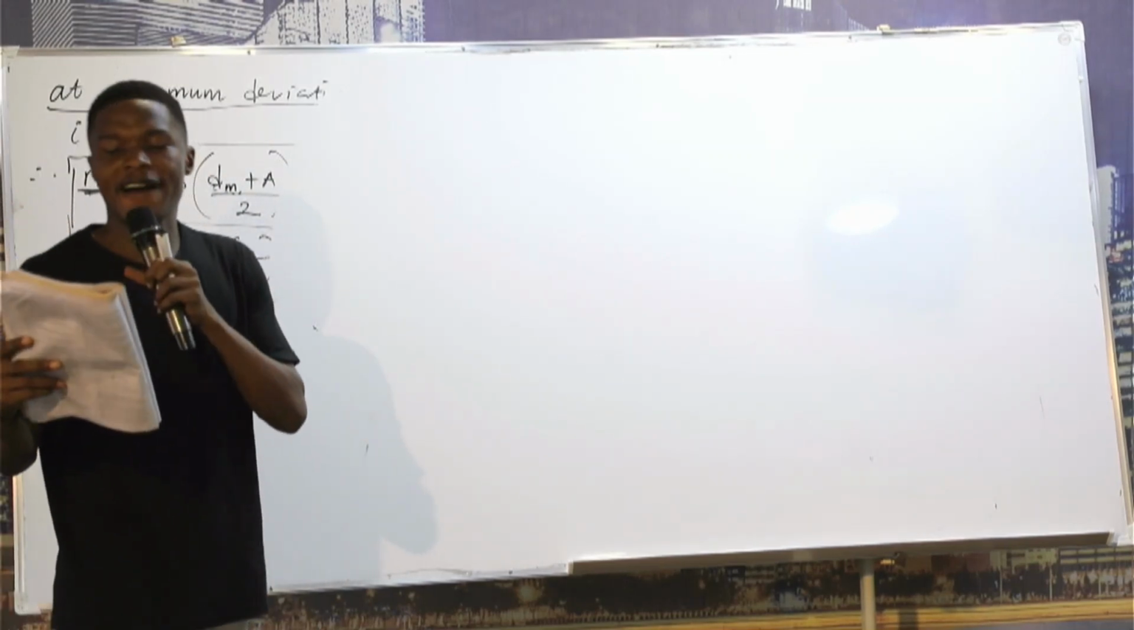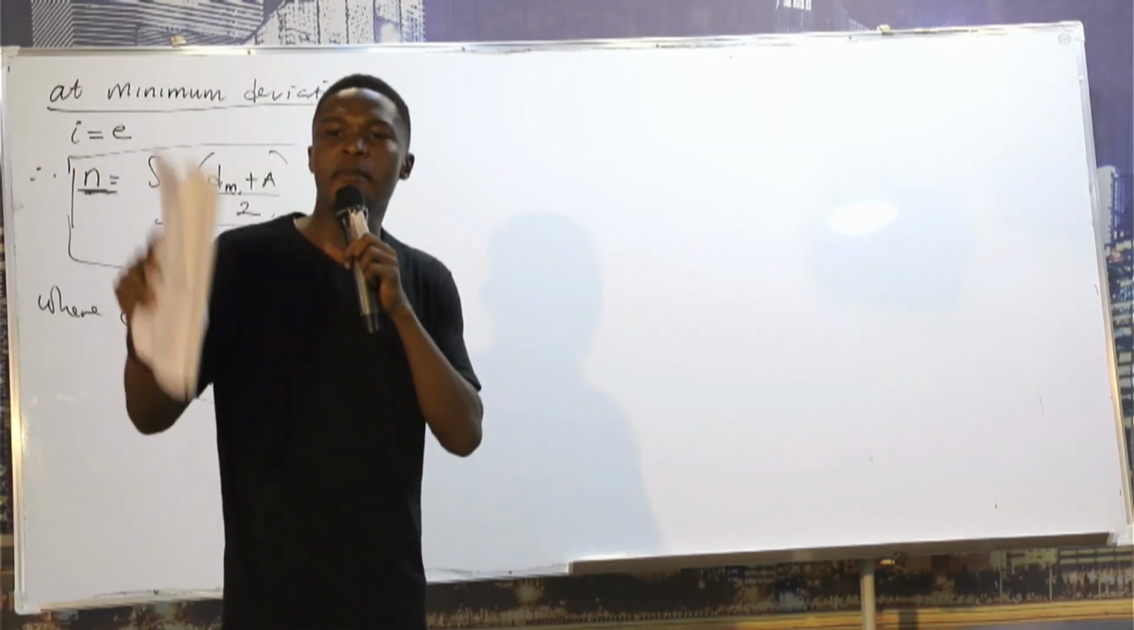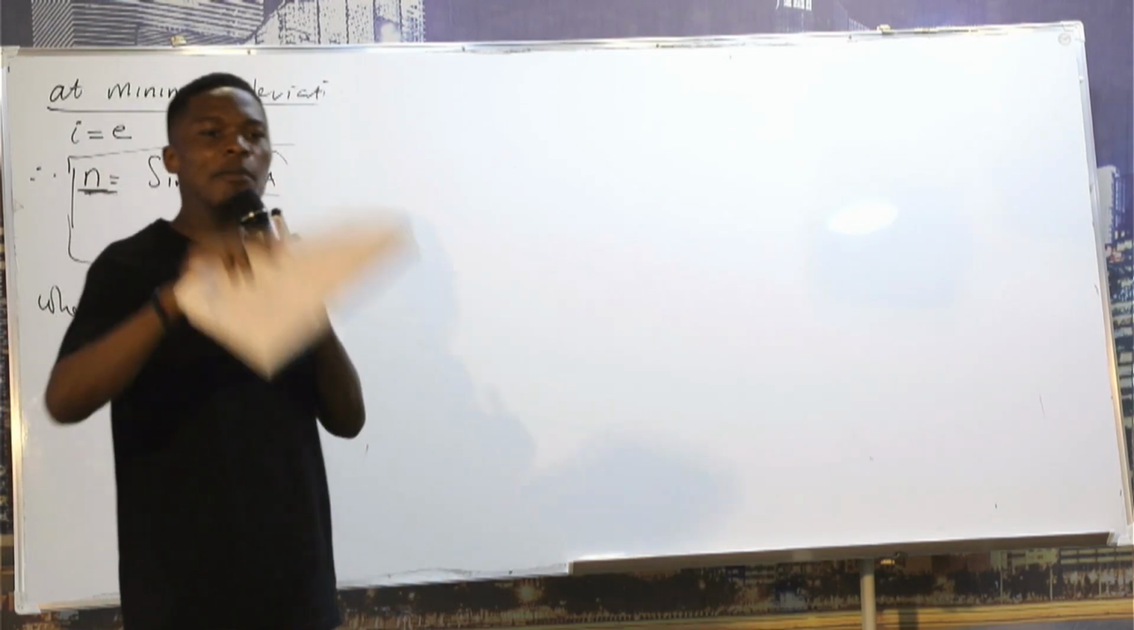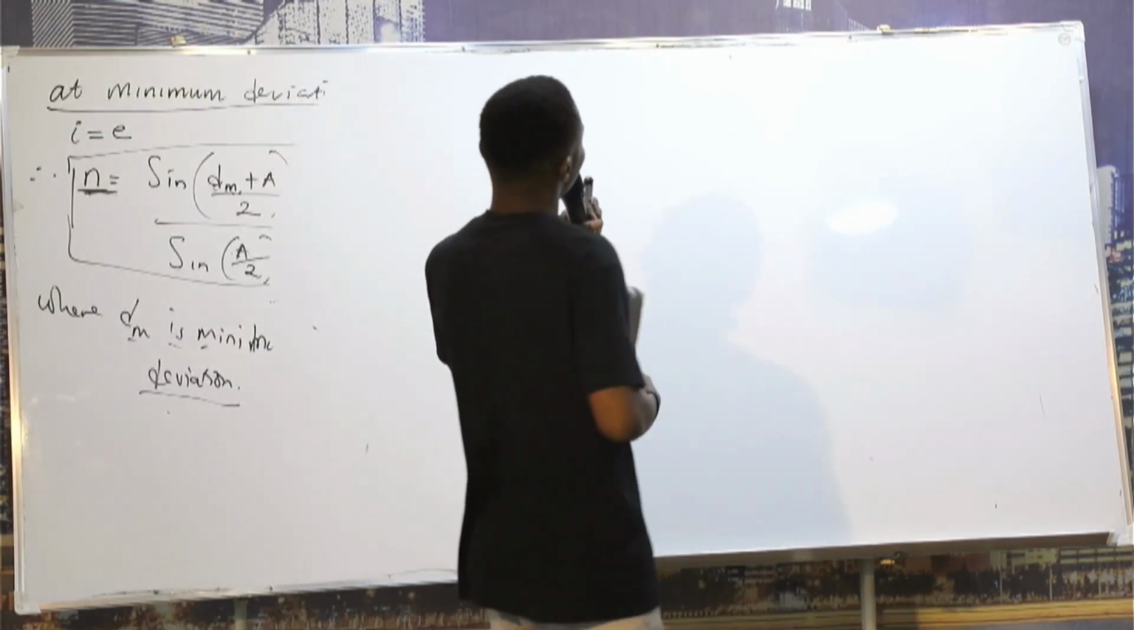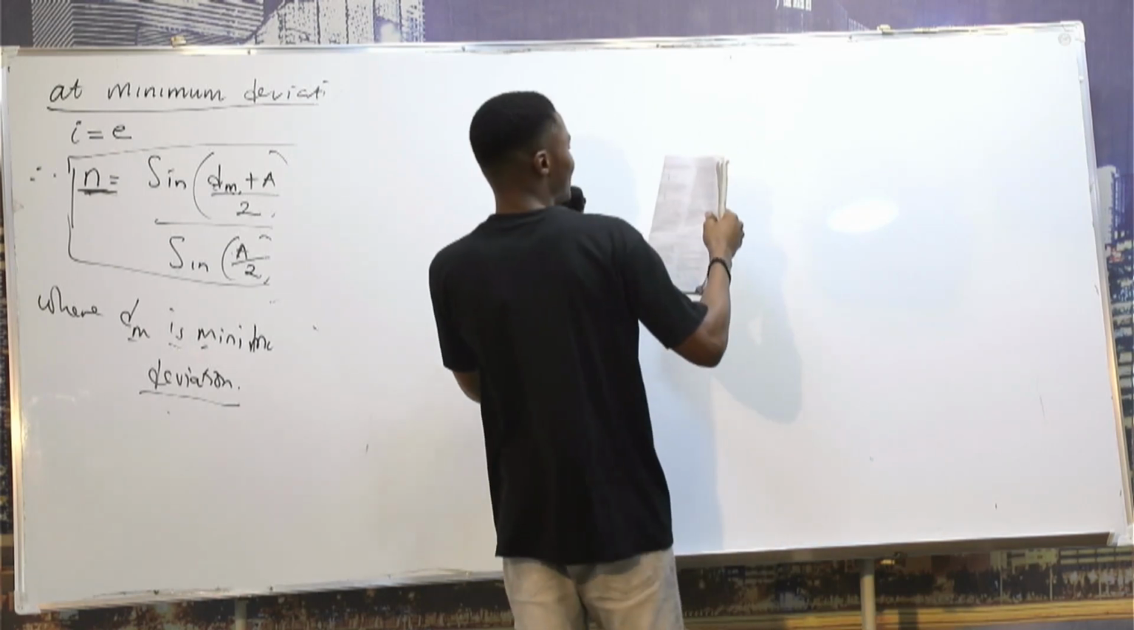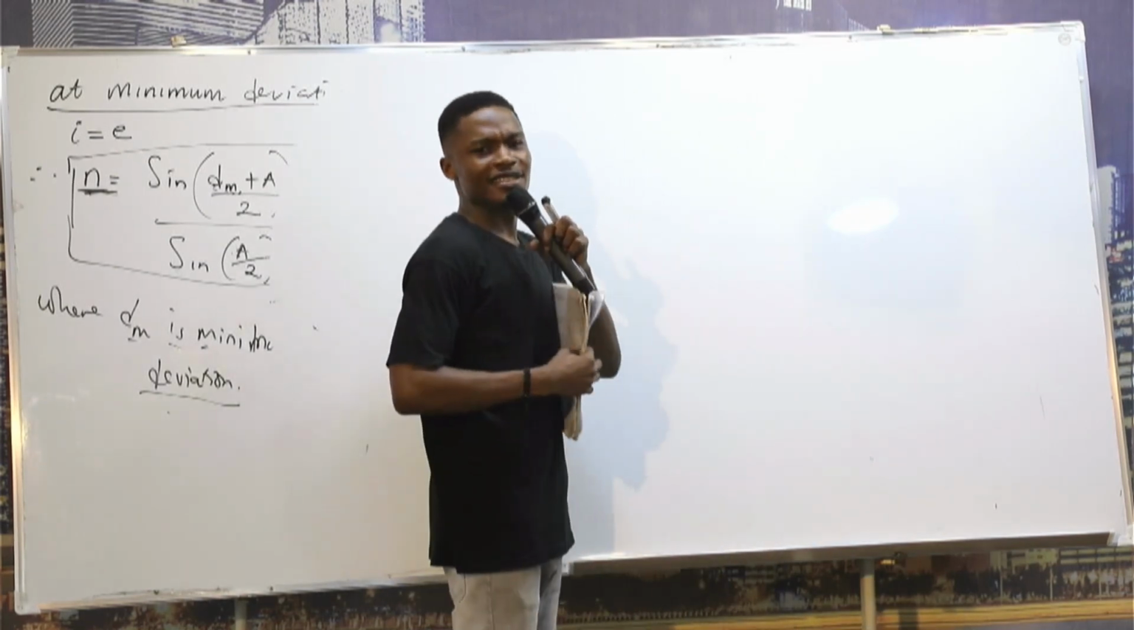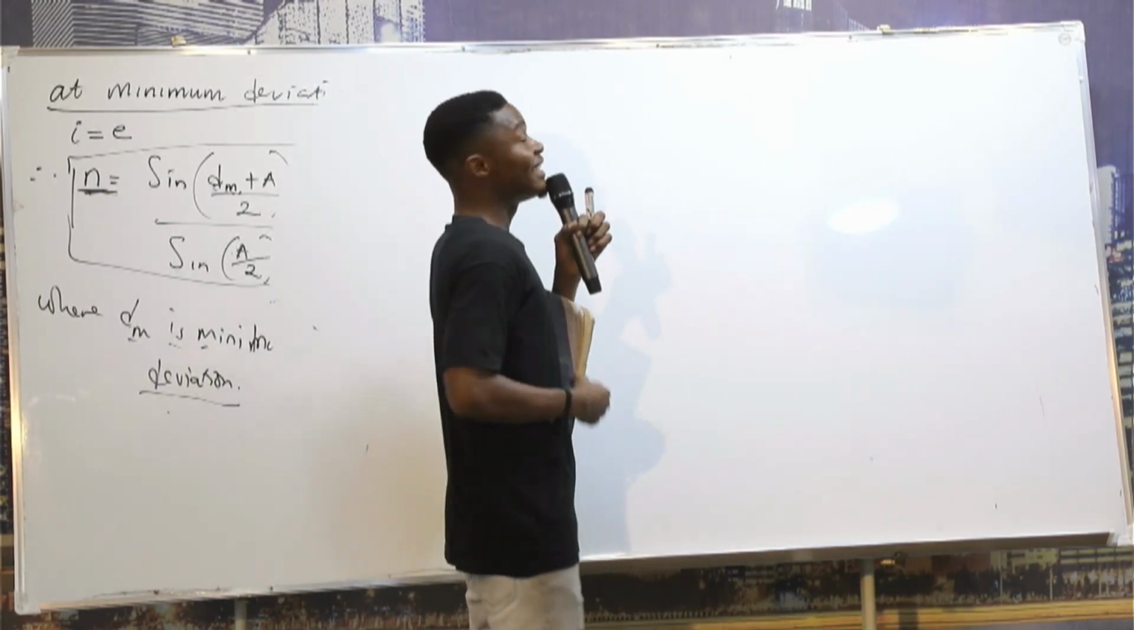JAMB 2005, number 39. Do we have birthday mates here? Yes. And when was that, 2005? Okay, 2005 to 2024 is how many years? 19.